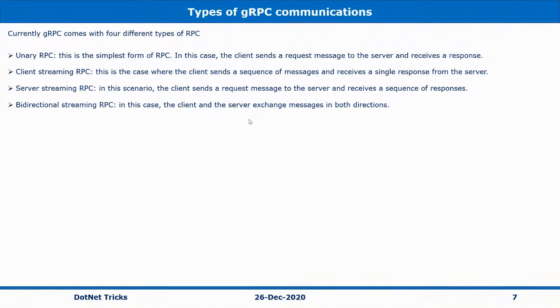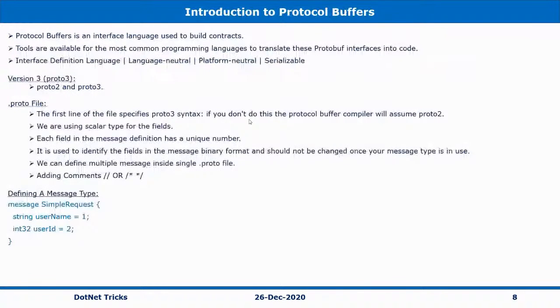So there are four types of communication in gRPC. You can have unary communication, which means one message coming from the client and one message coming from the server. In client streaming, the client sends multiple messages and the server responds with a single message. In server-side streaming, the client sends a single message and the server sends multiple messages. And bi-directional streaming is like a chat, both sides sending multiple messages.